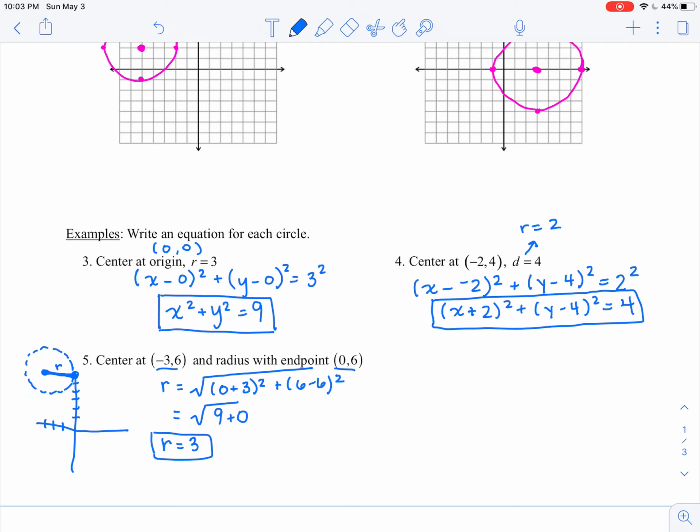In this particular case, you didn't necessarily have to do the distance formula because the y-coordinates were the same. We had a horizontal radius, but that will not always happen, so you should be prepared to do the distance formula.